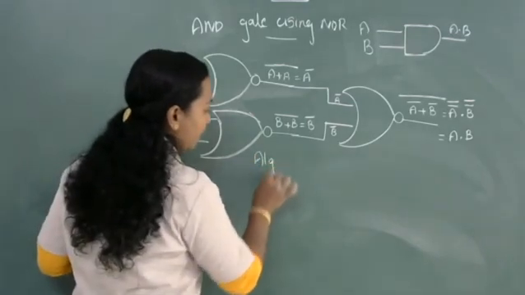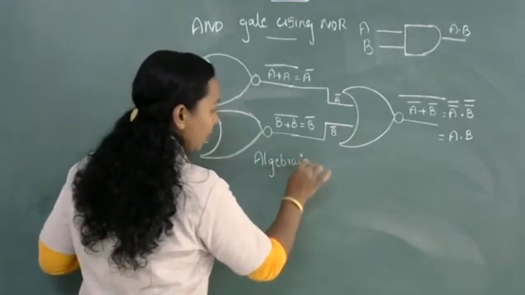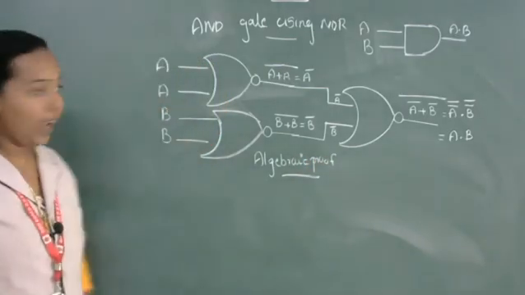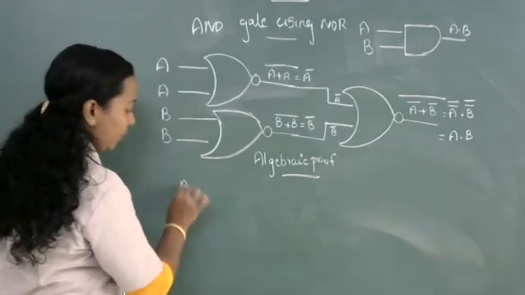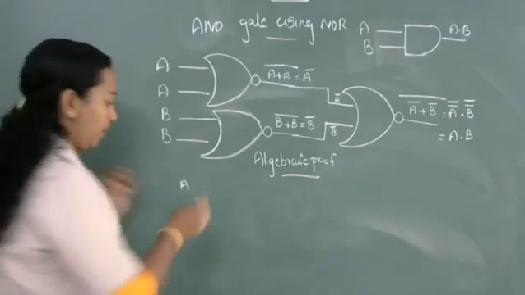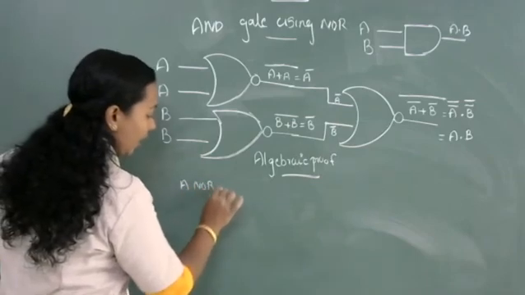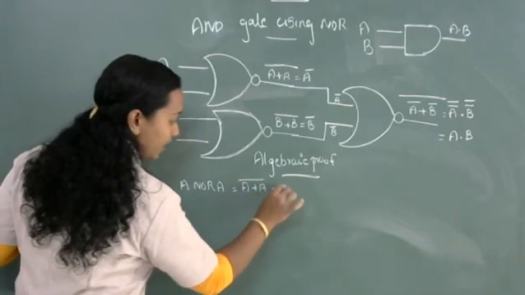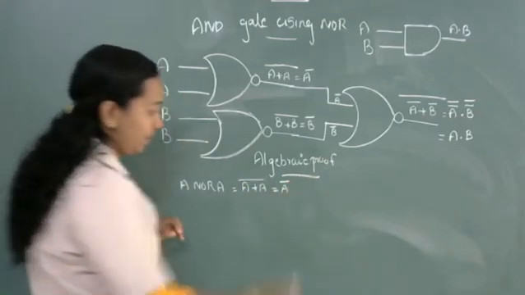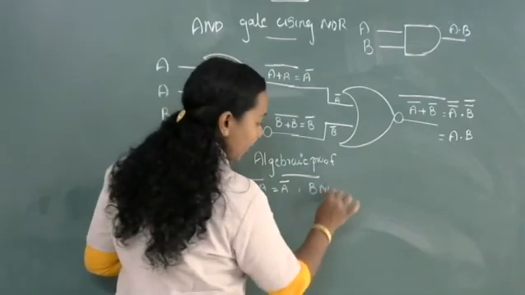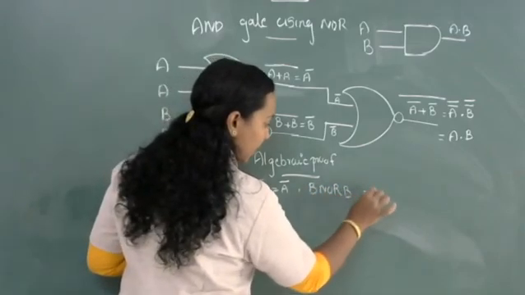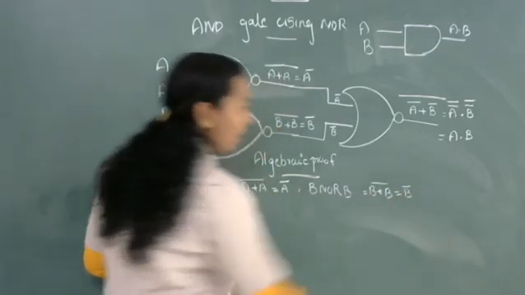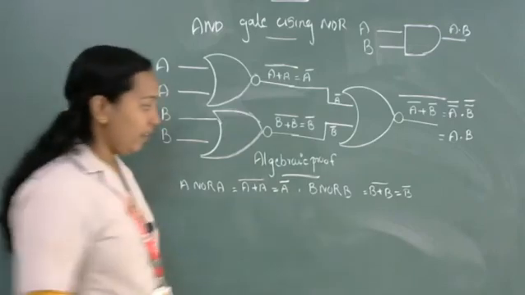Next one is algebraic proof. According to the algebraic proof, first you want to write how we are getting A complement. A NOR A is equal to A plus A all complement, that is equal to A complement. Then B NOR B is equal to B plus B all complement, that is equal to B complement. Then we can write it like that.